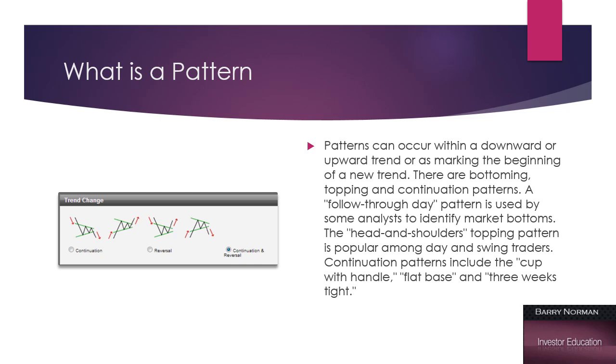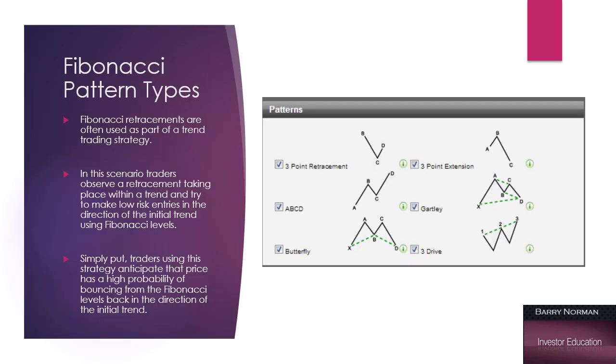Patterns can occur within a downward or upward trend, or as marking the beginning of a new trend. There are bottoming, topping, and continuation patterns. A follow-through day pattern is used by some analysts to identify market bottoms, and the head and shoulders topping pattern is popular among day and swing traders. Continuation patterns include the cup with handle, flat base, and 3-week tight patterns. But these are chart patterns. We're going to be talking today about trend patterns.